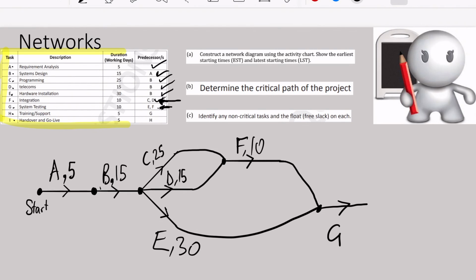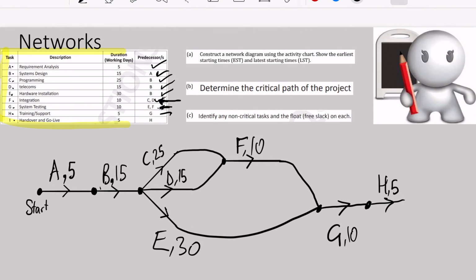Alright, how long is activity G? Well, it's 10 working days. Alright, I'm up to here now. Activity H flows from activity G, so there's H. Once again, I don't put an end vertex.